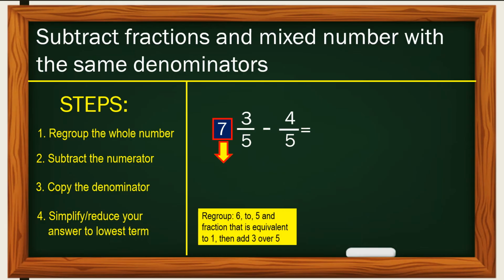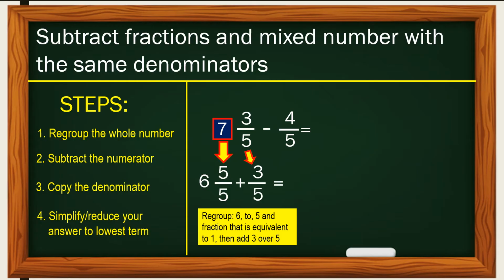Okay? So, i-regroup natin yung 7, bawasan natin siya ng isa para maging 6 at dagdagan natin ng isang fraction na equivalent to 1 and that is 5 over 5. Bakit 5 over 5? Kasi ang ating common denominator is 5. Kaya dapat pareho siya dun sa isang fraction na equivalent to 1. Then, we're going to add 3/5.